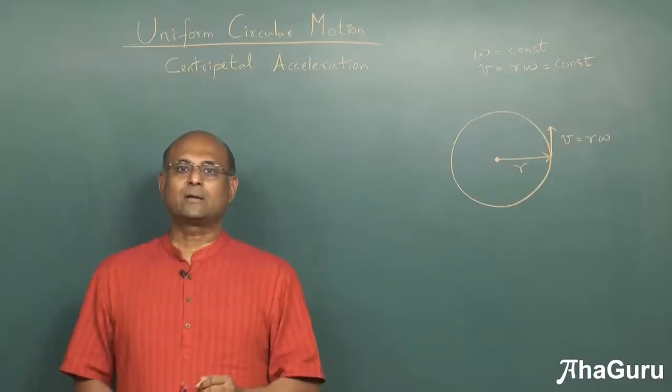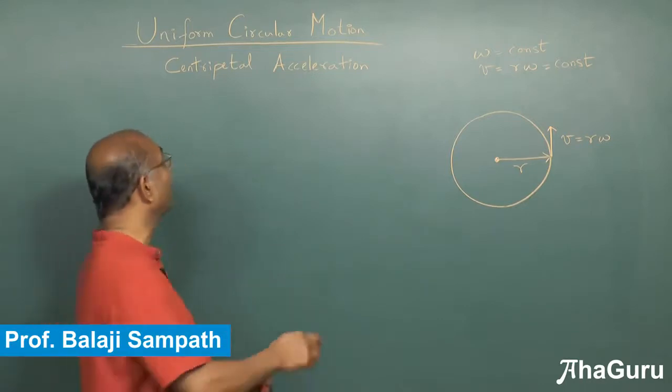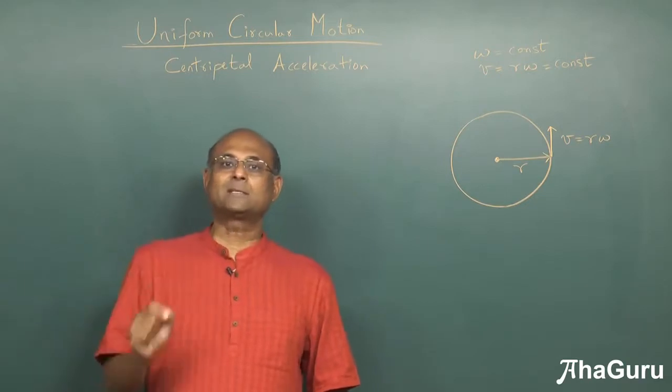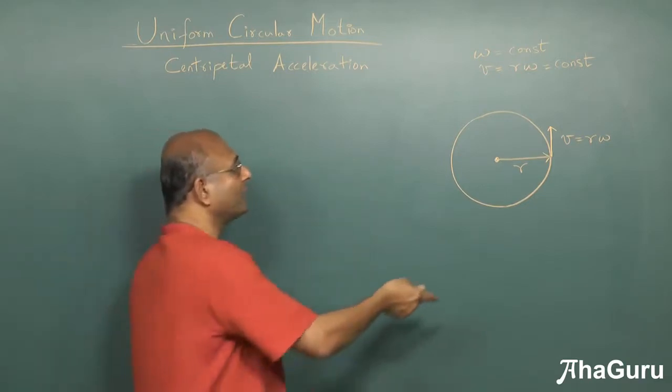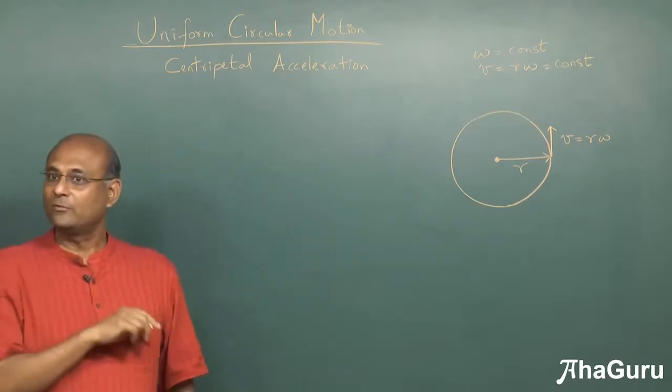Today we are going to look at uniform circular motion in more depth. We will first start with this idea of centripetal acceleration. Basically we are looking at what is the acceleration of an object that is going around in uniform circular motion. We are going to limit ourselves to uniform circular motion.